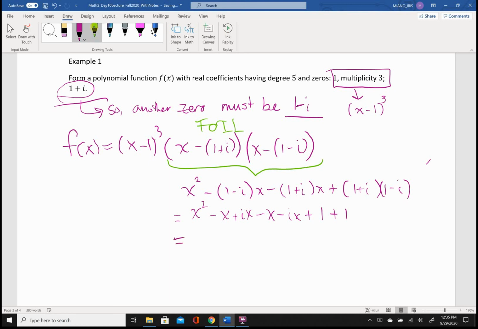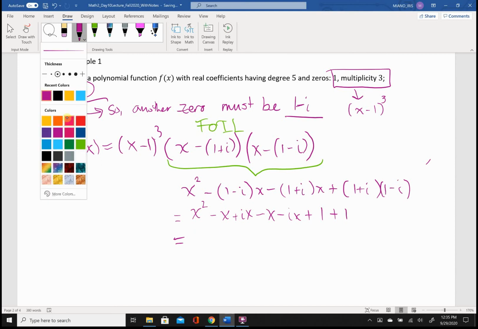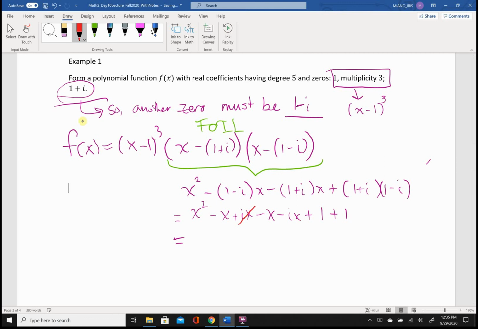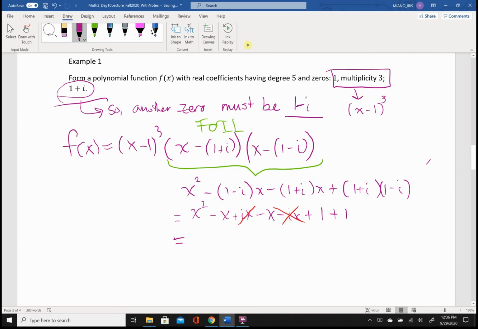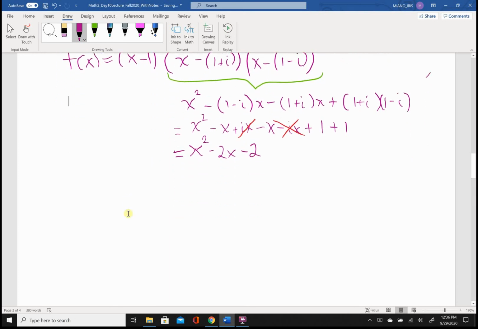So notice that, let me get the red out there, this ix and this subtracted off ix cancel out, and I will be left with x squared minus 2x minus 2. Again, folks might have come to this conclusion a little bit faster with other methods, but this is the method I chose to show you here.